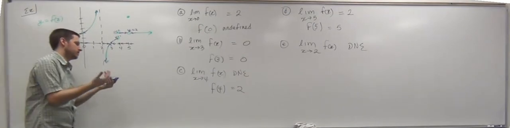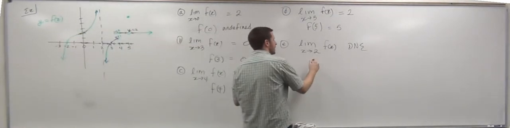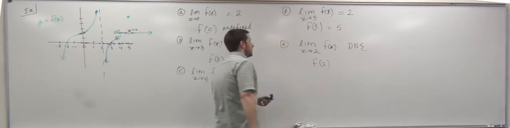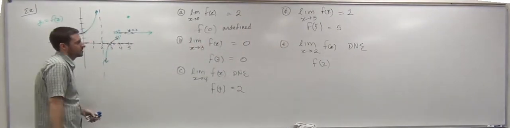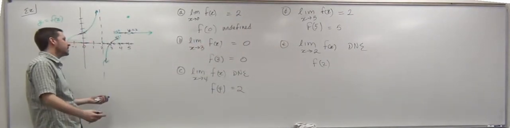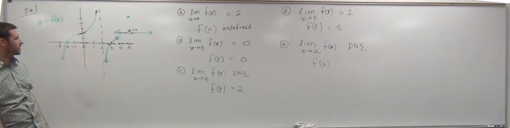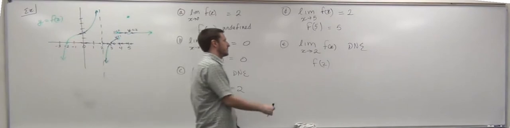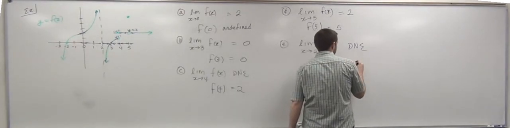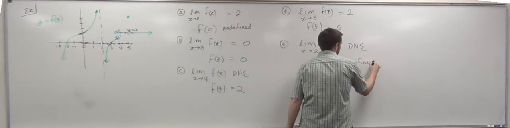F of 2 is not even in the domain. What should you say for f of 2? Undefined or does not exist, right? Somehow you need to indicate that it's not part of the domain of the function. Asymptote.